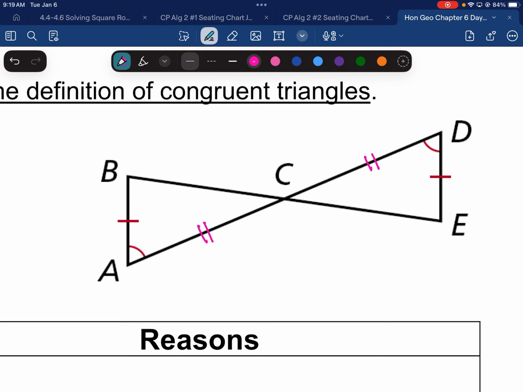But guess what? They bisect each other, right? So what else can I mark? Not only does BE bisect AD, but you can kind of flip it too. Can you also mark CE and then CB or BC? Yeah. So that 1 piece of given information gives you 2 pair of congruent sides. Are you with me? Yeah?